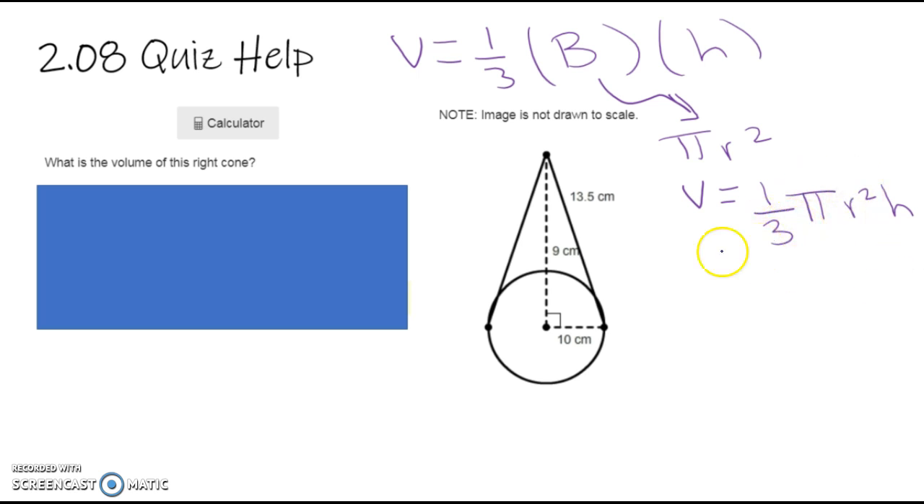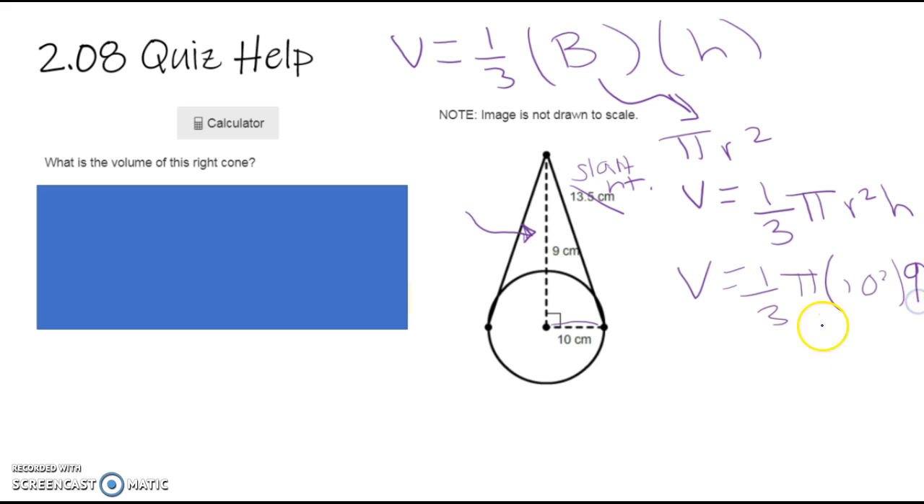So now you can just plug in what you're given. 1/3 times pi times the radius of the base is 10, so 10 squared, times the height. Remember, now this is really careful. You have to be really careful. This is really important. The height is that 9 centimeters. It is what forms a right angle with the base. It is not, this is called the slant height. That is not the height that we use in the formula. So that's called the slant height. That's a no-no. You want to use that 9 centimeters that forms a right angle with your base.